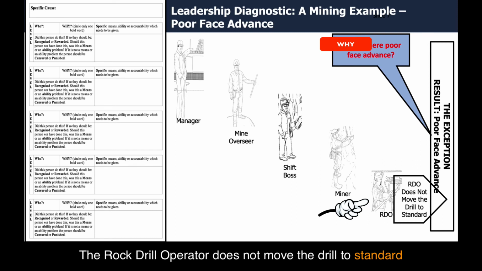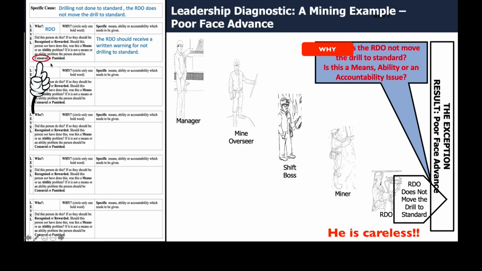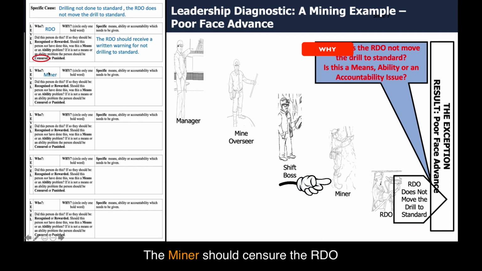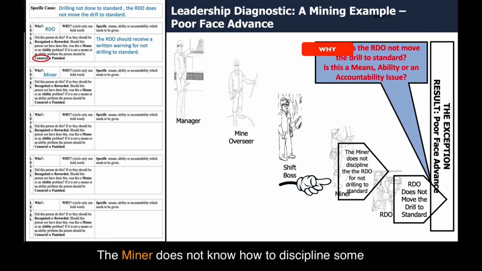He doesn't drill to standard because he doesn't move the drill frequently enough. Why? Let's assume in this instance the RDO is careless. He has been trained. He knows how to do it. The RDO should be censured for not having drilled to standard. Who should censure the RDO? Clearly, it would be the miner. The miner should do that. The miner is the RDO's boss. Let's assume that the miner didn't discipline the RDO because the miner doesn't know how to discipline somebody.